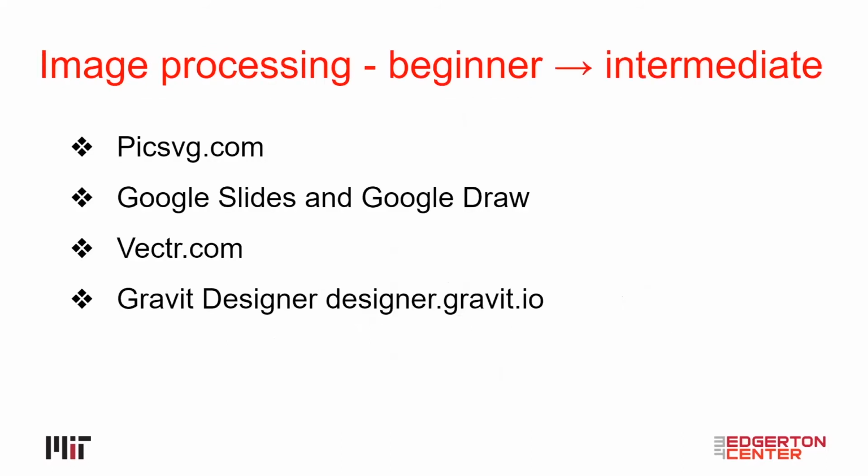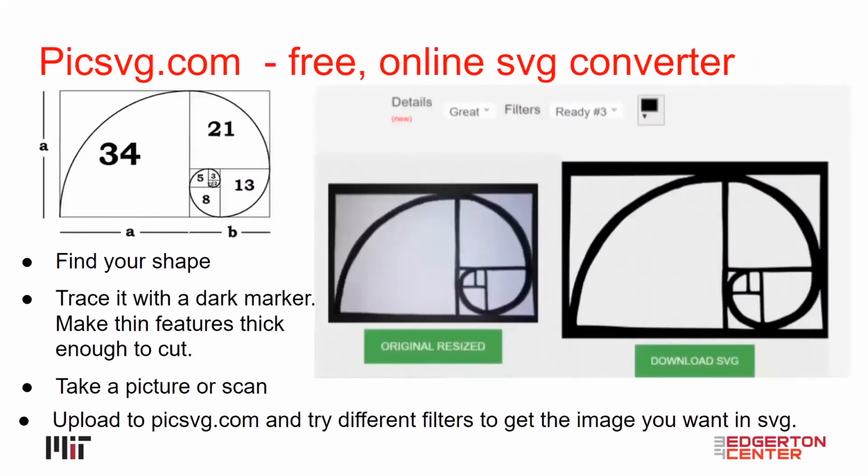Now I'm going to show several software tools and how they're useful in image processing for the vinyl cutter. PickSVG.com is a website. It's great for simplifying an image, adjusting color, inverting, and of course, creating an SVG vector file from a pixel type file.